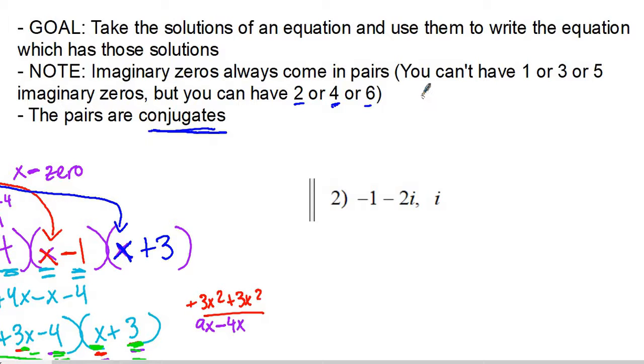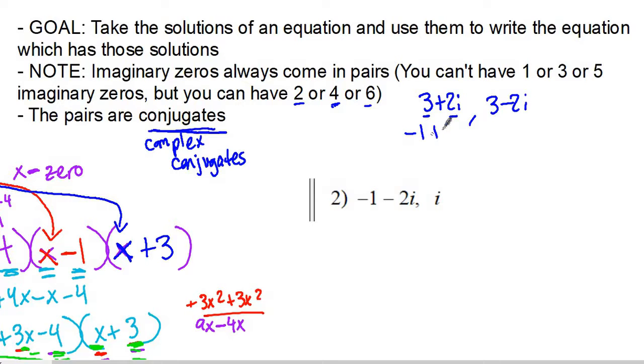Conjugates work like this. Let's suppose I have 3 plus 2i. That's my imaginary number, my complex number. Actually, let me write that. It's called complex conjugates. Complex means a combination of real parts of the number like 3 and imaginary parts like 2i. So the conjugate of 3 plus 2i is 3 minus 2i.